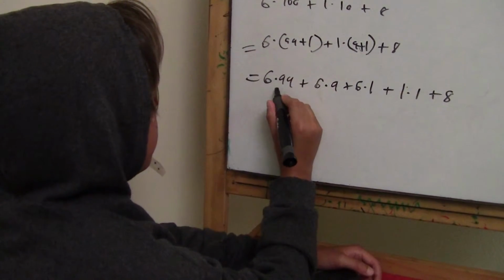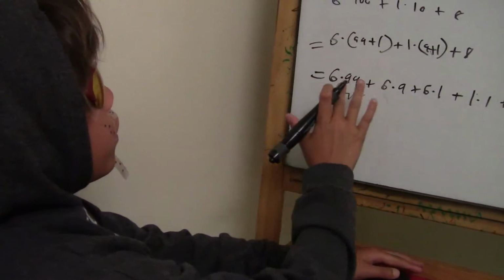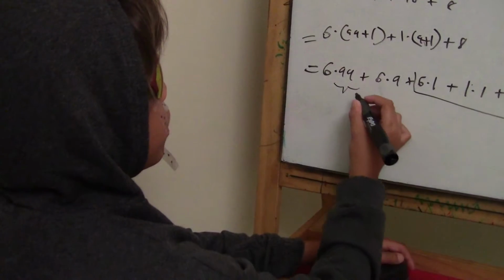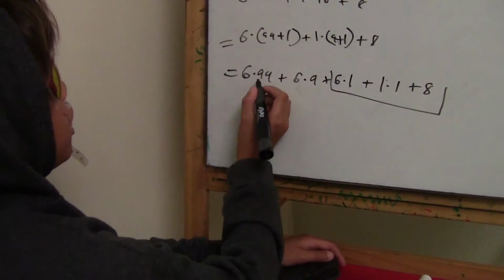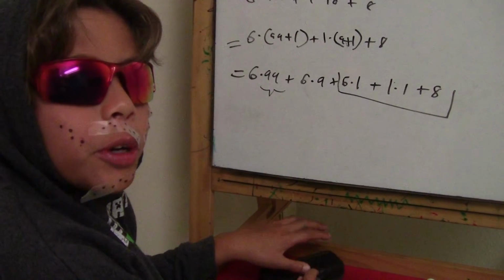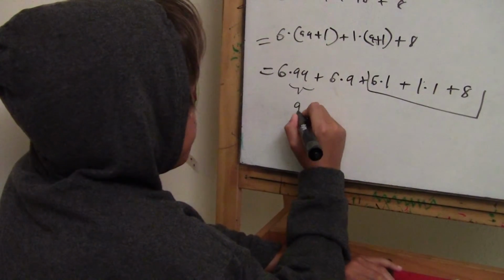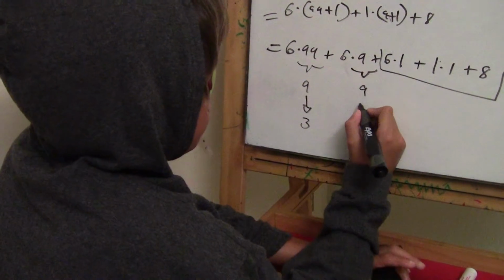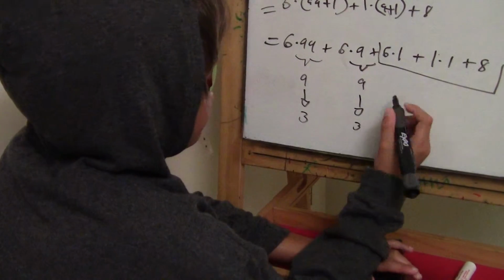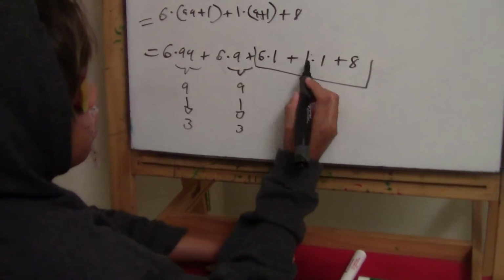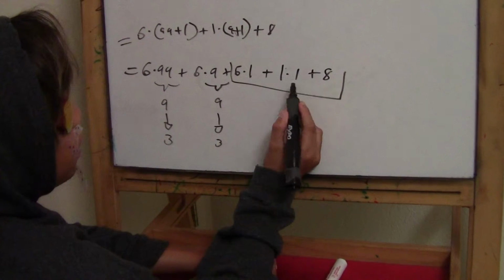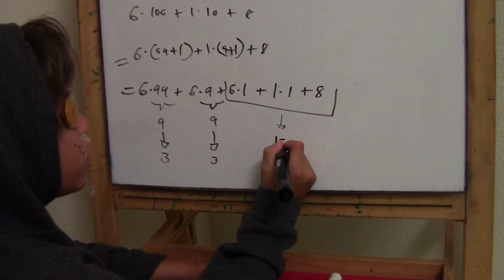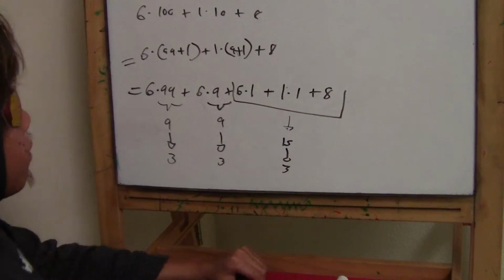Since all of these are divisible by 9, then this part is divisible by 9. 99 is divisible by 9, which means it's divisible by 3. 9 is divisible by 9, which also means it is divisible by 3. 6 times 1 is 6, plus 1 is 7, 7 plus 8 is 15, which is divisible by 3.